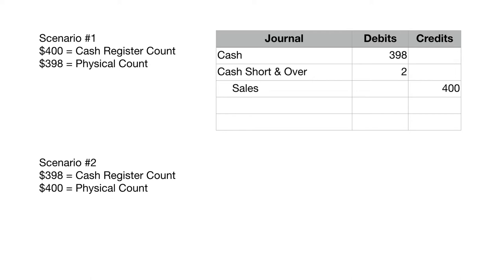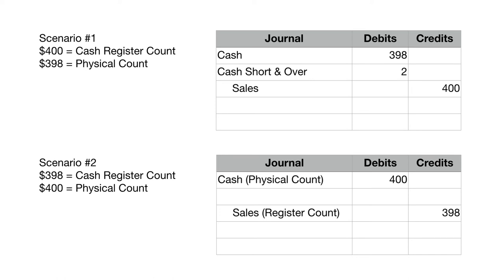Let's now think that the cash register thinks there's $398, but we count $400, so we're $2 over. Again, we will debit cash for the amount that we physically are able to deposit at the bank. We'll credit sales for the amount that the cash register thinks is in there, if a register could think. And we will credit $2 to cash short and over to make everything balance.